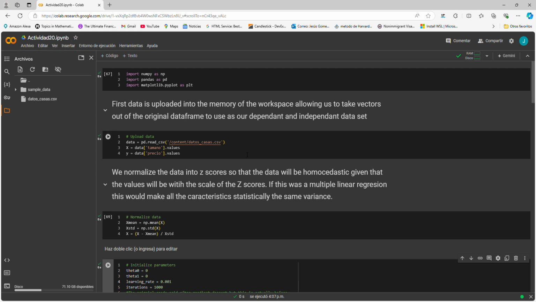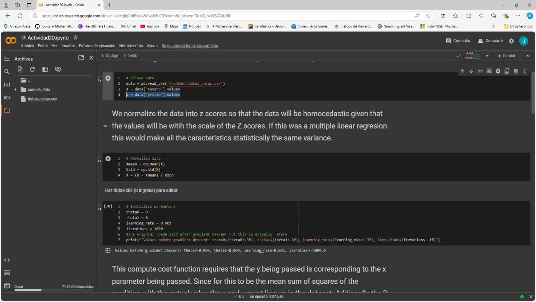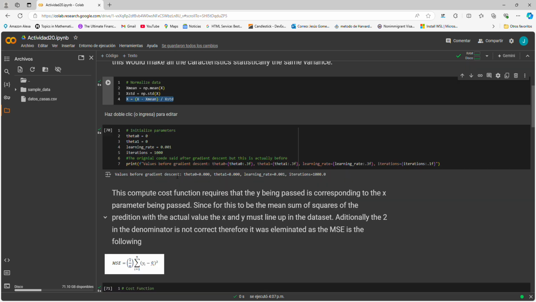So today we're going to be talking about linear regression, and first we're going to be importing our data, and defining the size of the house as our independent variable and the price of the house as our dependent variable. Then we're going to be normalizing it by using the equation for the z-scores. So like that, all our x values would be scaled into the range of the z-scores.